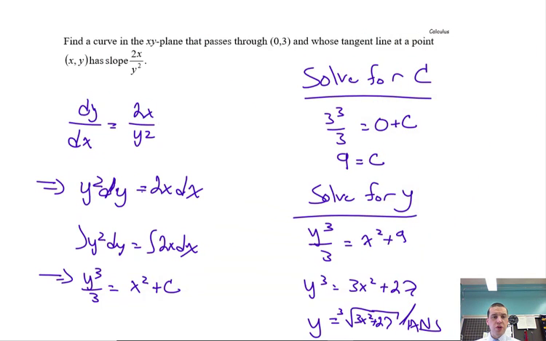And so when it says the slope, you know it's equal to dy over dx, you solve for c, solve for y, and you get the final answer of your final video of the year to be y equals the cubed root of 3x squared plus 27.